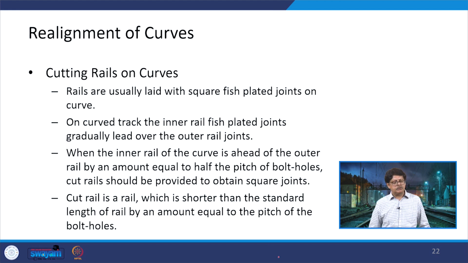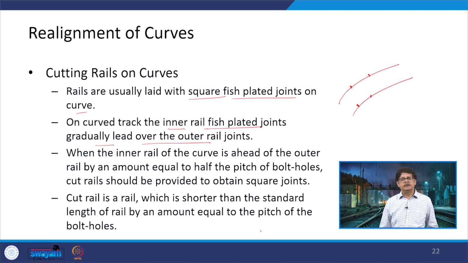Now, let us talk about two cases. One is the cutting rails and the check rails. The cutting rails are the rails which are laid with square fish plated joints on the curve. If you remember, previously also we talked about the rail closures. On curved track, the inner rail fish plated joints gradually lead over the outer rail joints, because when you are talking about the joints being provided, the joint in this case may be here, but in the outer one it will be a bit outside.